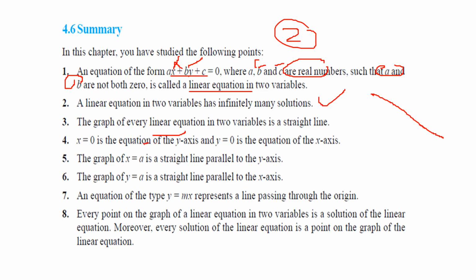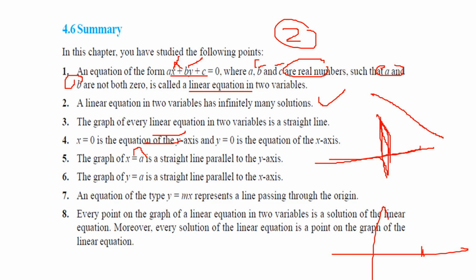X equal to 0 is the equation of the y-axis, and y equal to 0 is the equation of the x-axis. The graph x equal to a means a line which is parallel to the y-axis, and y equal to a means a line at a constant distance from the x-axis. This is a line which is parallel to the x-axis. Any equation of the form y equal to mx is an equation which is passing through the origin, because we don't have any constant here. If I remove any constant from here, this equation will always pass through the origin.